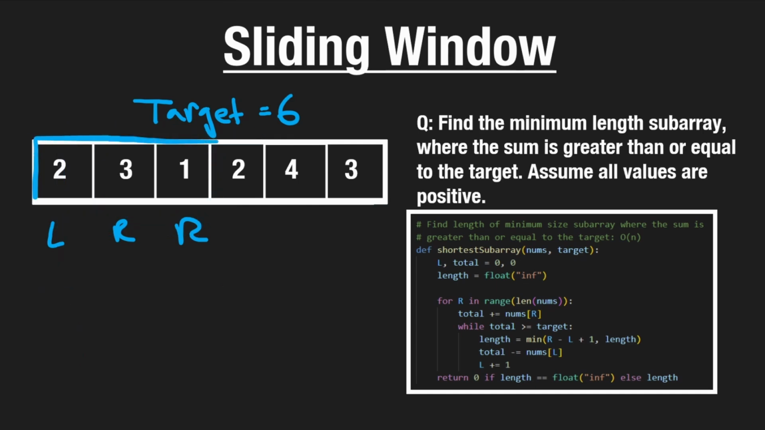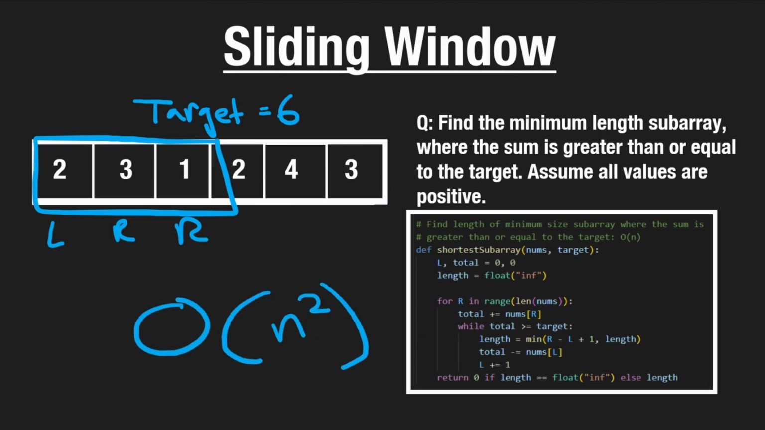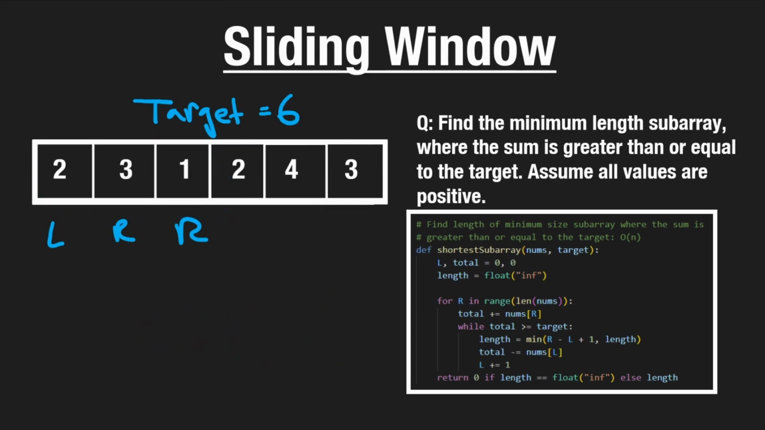So this sliding window solution is a linear time algorithm, but the code can be confusing because normally when we have nested for loops, we're kind of trained to think that that is an n squared solution, but in this case, it's not. Let me explain to you exactly why.